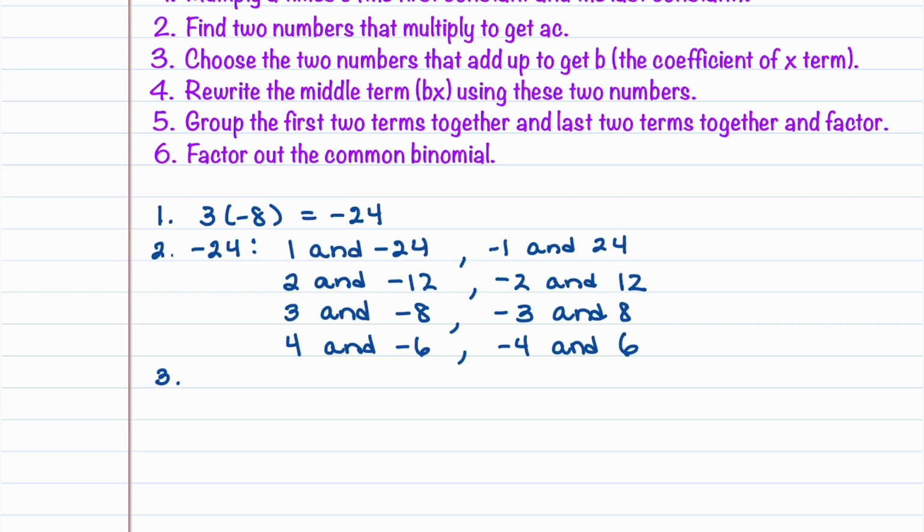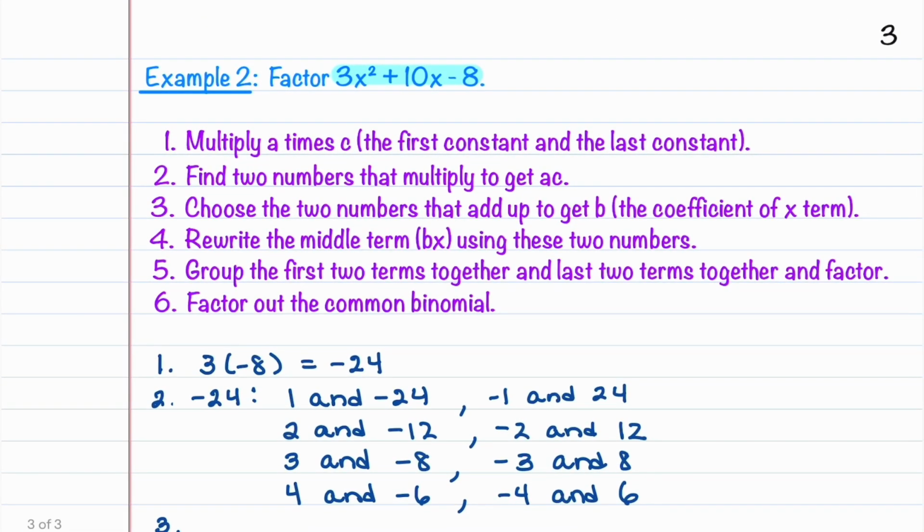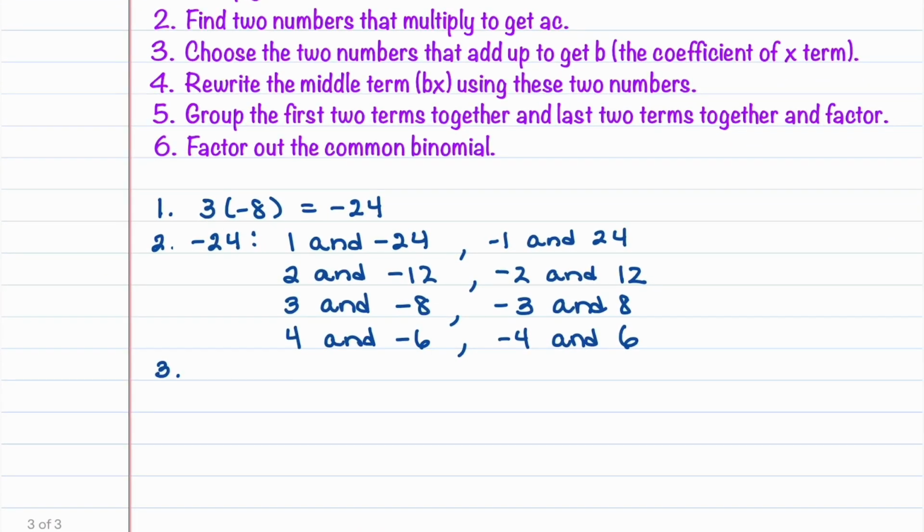Our third step says we're going to look at all these groups of numbers and figure out which two add up to get our middle term. So let's pull this back down. Our middle term, I'll highlight it here in pink so you can see, is a 10x. So we're going to pick the numbers that are going to add up to 10. So let me just put 10 here. Let's look at these groups. I'm going to go through these. Those don't work. The first, 2 and minus 12, doesn't work, but look at this. Minus 2 and 12 definitely adds up to 10. So those are the ones we want to go with. So we have minus 2 plus 12 is equal to 10.